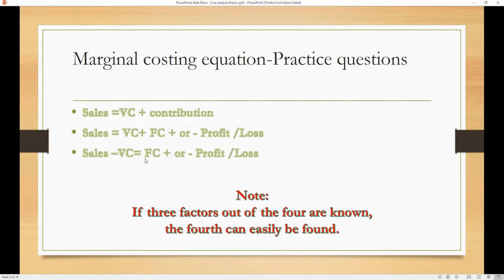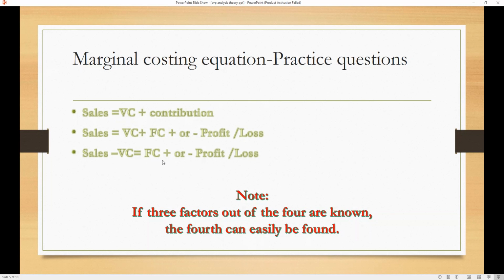So sales minus variable cost can be rewritten as sales minus variable cost is equal to fixed cost plus profit, or fixed cost minus loss. This is what we call the marginal equation. If 3 factors out of these 4 items are given, we can easily find out the next. What are those 4? Sales, variable cost, fixed cost, profit or loss.